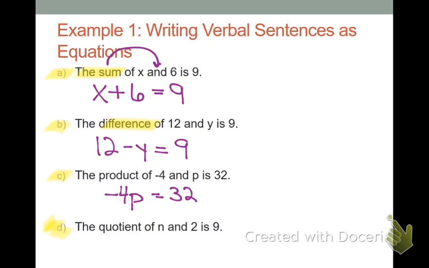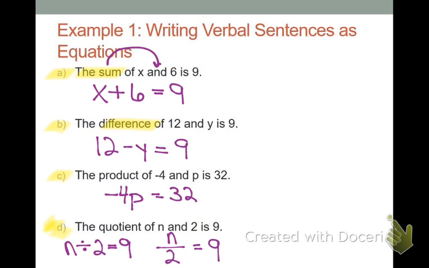All right, what about quotient of n and 2 is 9? What did you write? Someone raise your hand. Avery? N divided by 2 equals 9. Very good. N divided by 2 equals 9. And you could write it with a division sign or as a fraction. Did anybody write it as a fraction? Anybody in here write it as a fraction? Y'all all did the division sign? Yeah. Okay, no problem there.